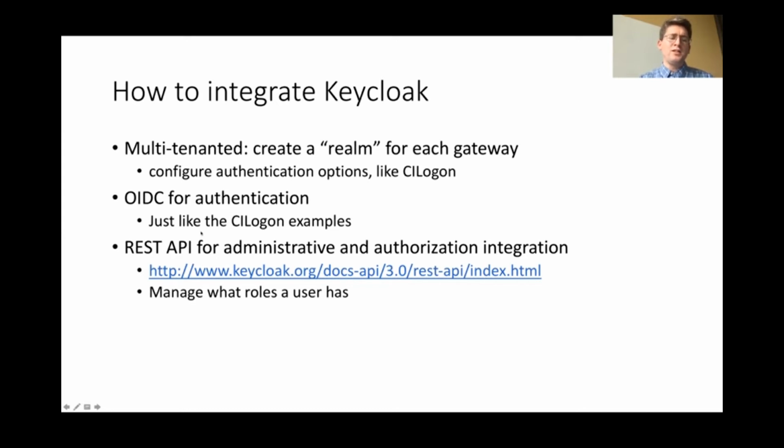For authentication with KeyCloak, it's just OpenID Connect, just like the examples I was showing earlier. You would redirect to KeyCloak, and you would call KeyCloak's token and user info services to get information. And then KeyCloak also has a REST API, and we can use the REST API to manage what roles a user has.